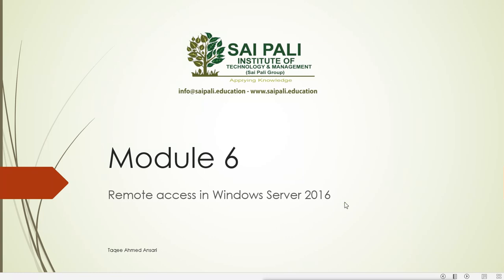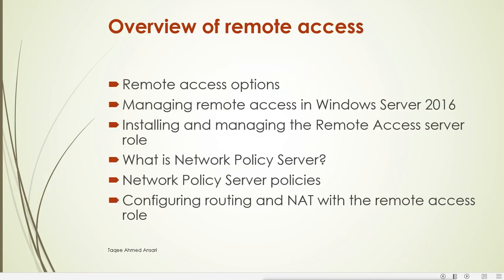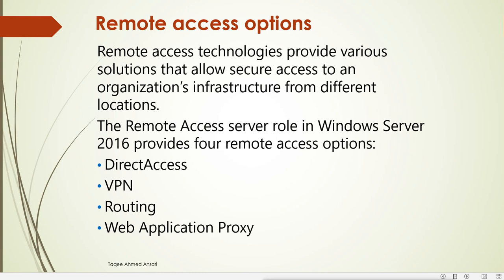Remote access in Windows Server 2016. Now, what is remote access? Remote access allows us to connect clients from remote locations. Suppose the clients or users are in the environment, in the network, so they can access the resources of the organization within the network.